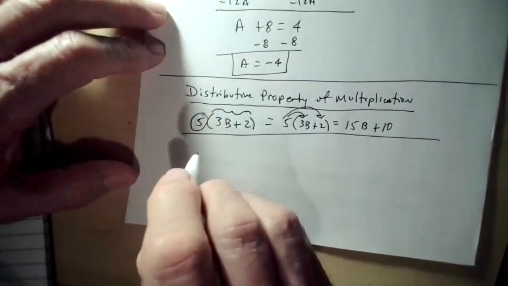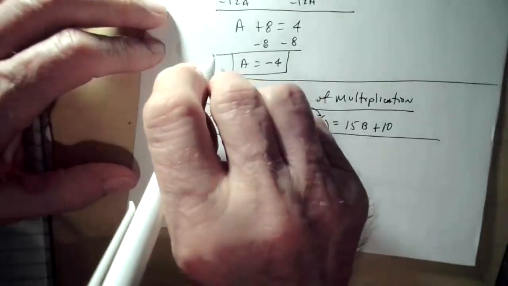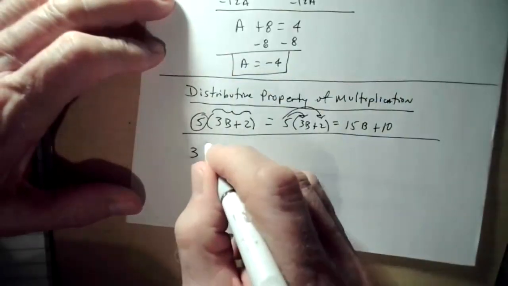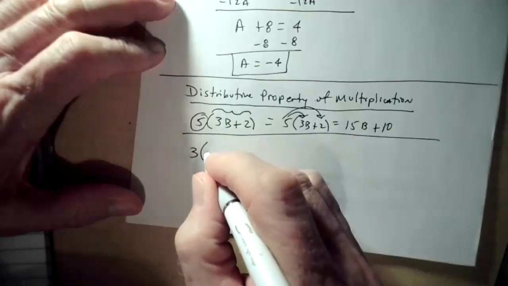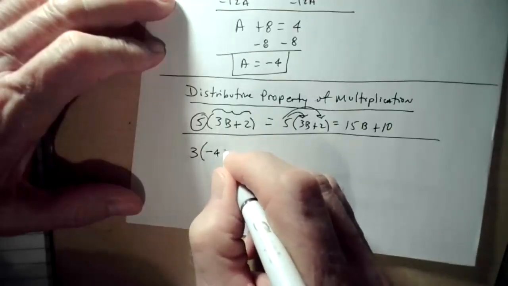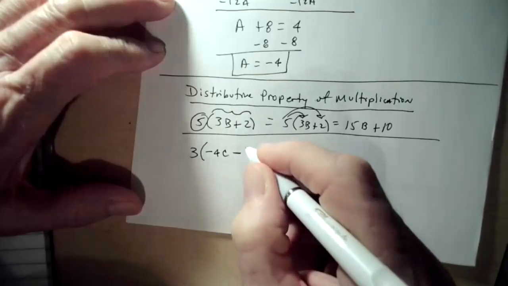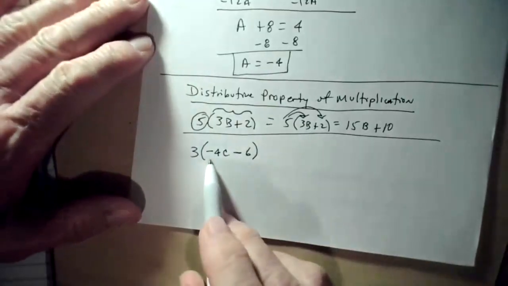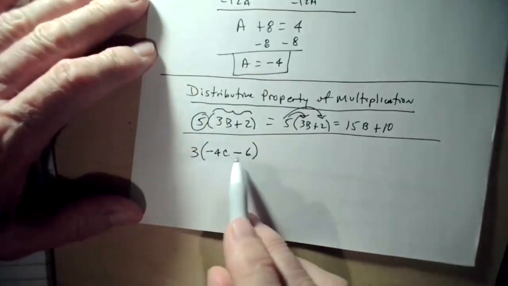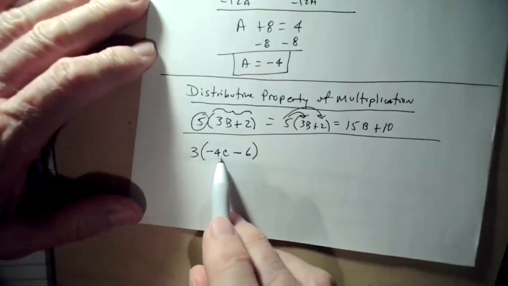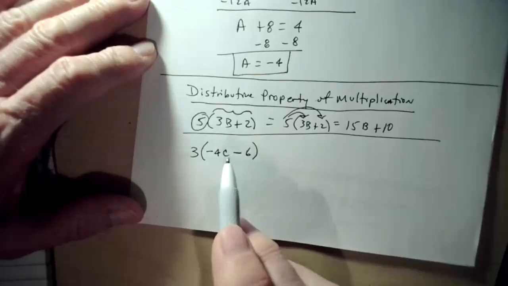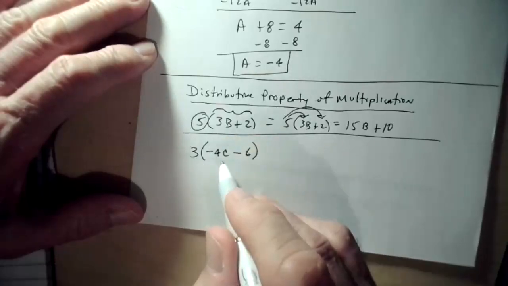Now, get this. What if we have this? 3 open negative 4c minus 6. Again, the parenthesis makes this one number. Remember, PEMDAS says to do whatever's inside the parenthesis first. Well, there's nothing to do in here. These are not like terms, so we cannot combine these.